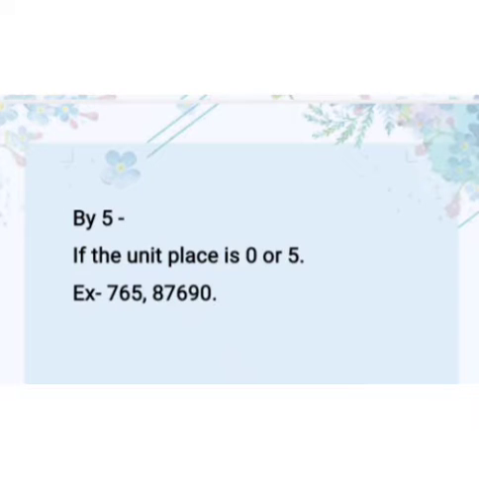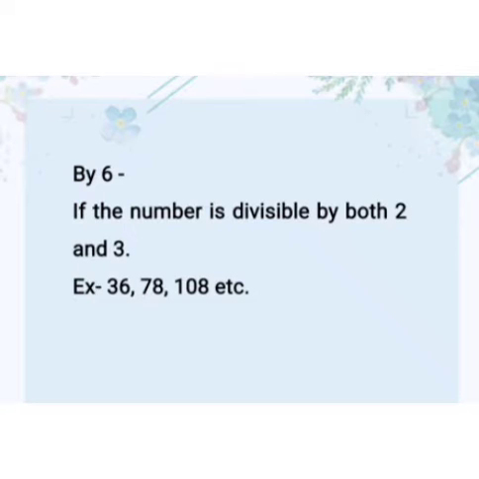Okay. For example, 765. See, 5 is there at the units place. Then 87,690. 0 is there at the units place. So both the numbers are divisible by 5. Moving towards the divisibility test of 6.